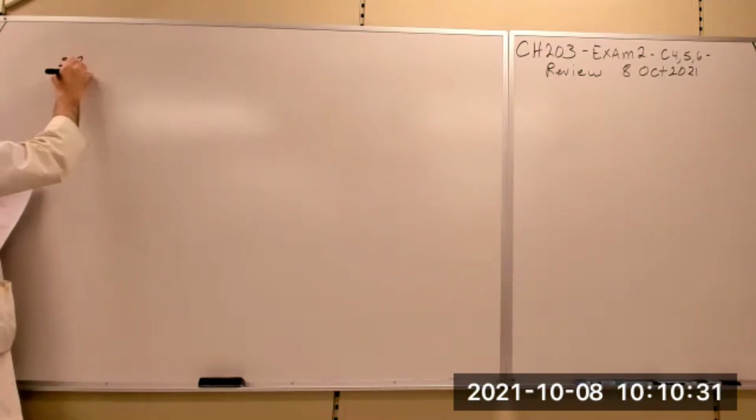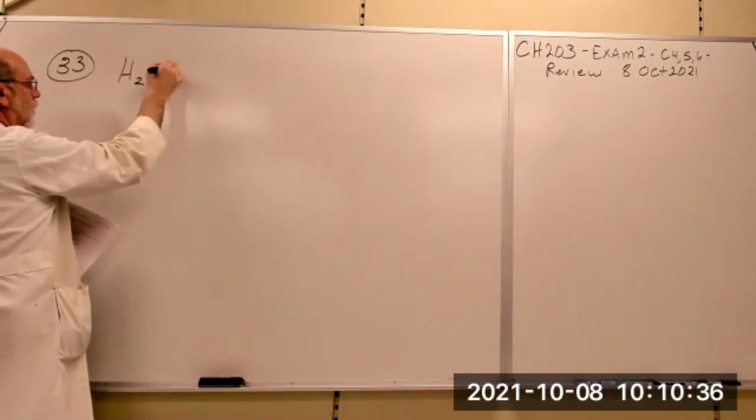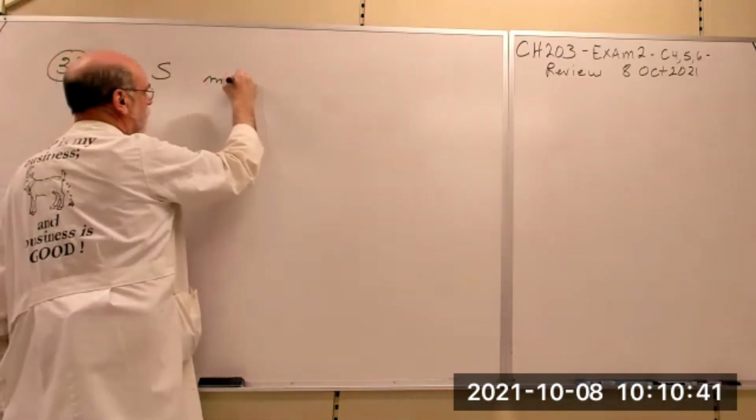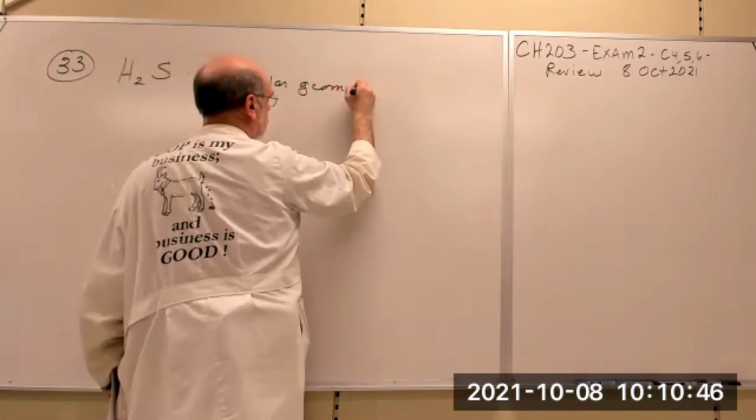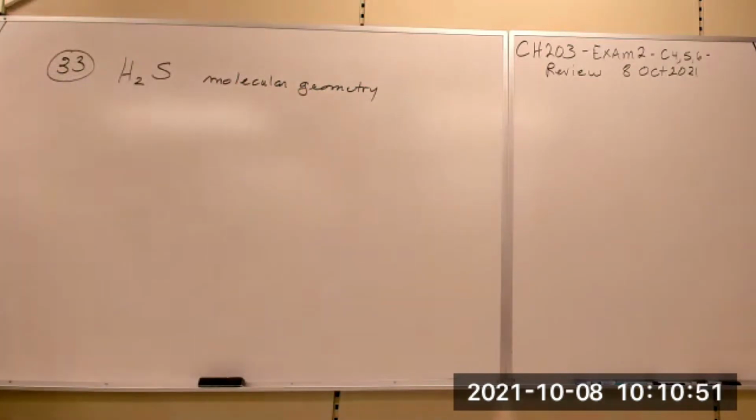Let's do this one. Suppose you have this compound. The question is, what is the molecular geometry? Okay, where do we start? Well, first of all, you need to know the Lewis dot structure to say anything about the geometry of the molecule. So we have to do the Lewis dot structure first.